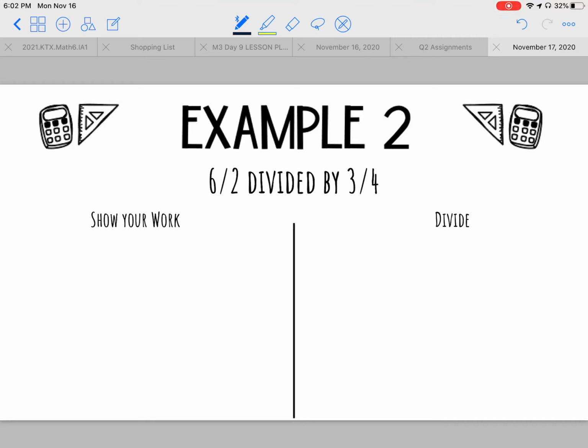All right, so let's go ahead and check out our second example. We have 6 over 2 divided by 3 over 4, right? If I were to just go ahead and divide straight across, then my answer would be 6 divided by 3, which is 2, over 2 divided by 4. That just seems like a lot of work.